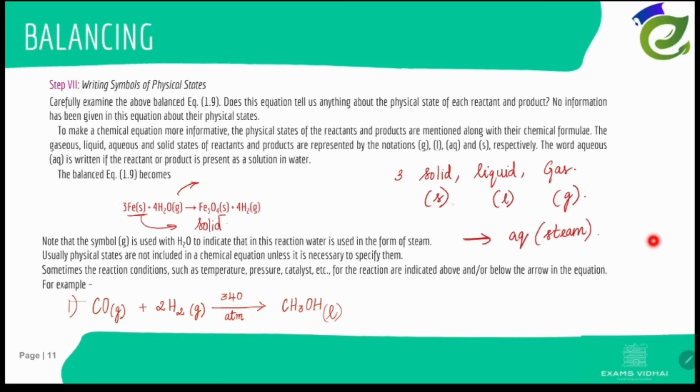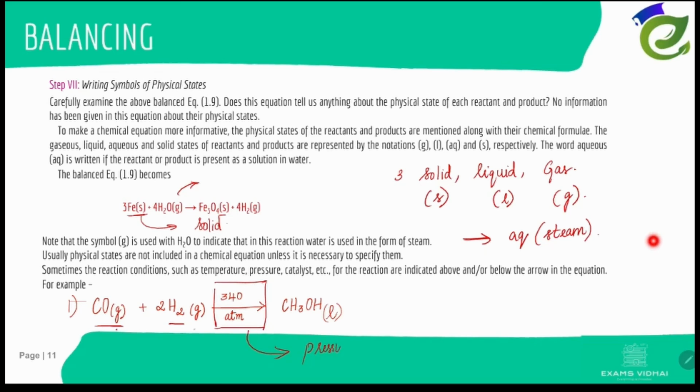Here we are writing S, L, G to represent the physical form. If we are taking this, carbon monoxide gas reacts with hydrogen gas in the presence of 340 atmosphere. What is this? This is the pressure condition.